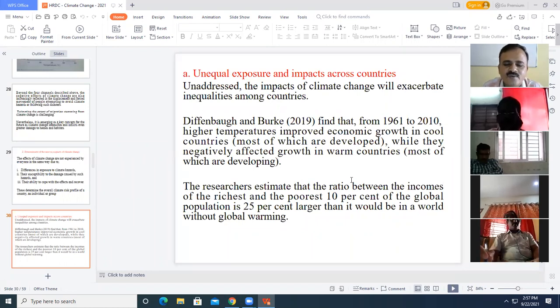A study by Diffenbaugh and Burke in 2019 found that from 1961 to 2010, higher temperatures improved economic growth in cool countries, most of which are developed countries, while they negatively affected growth in warm countries, most of which are developing, because these developing countries are close to the tropical region. Developed countries are located in the temperate zone, so in these 50 years the study found a positive effect of temperature increase for developed countries, but a negative impact on developing countries. The researchers also estimated that the ratio between the incomes of the richest and poorest countries is 25% larger than it would be in a world without global warming.